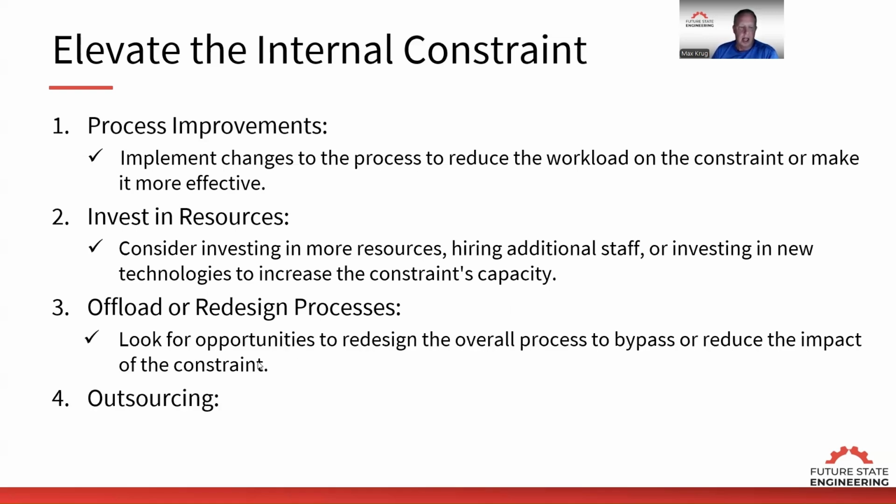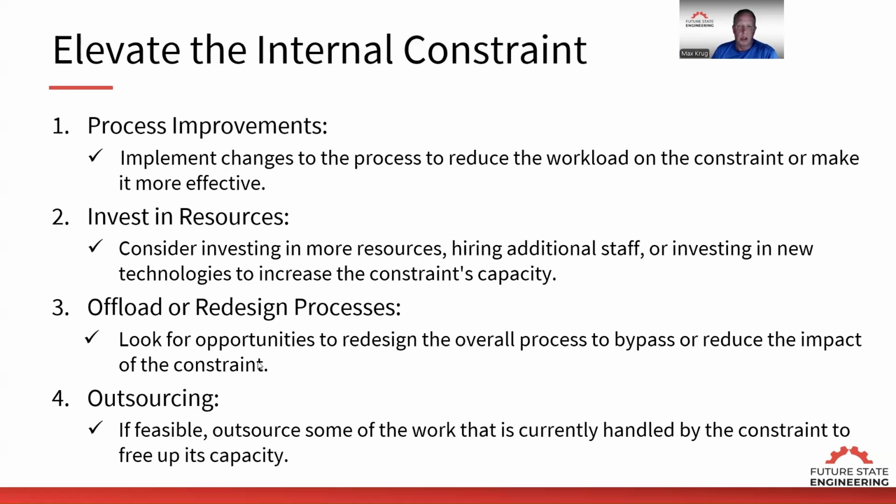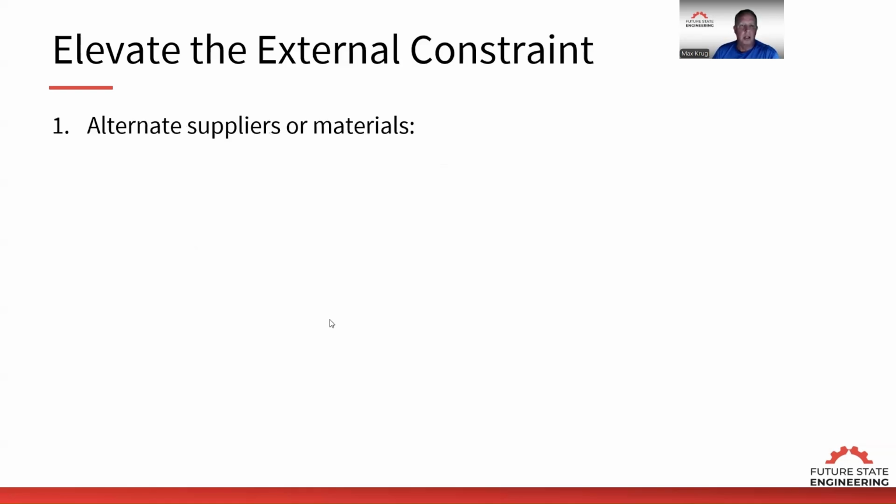And then last, outsourcing. Can we outsource that work to another business that'll help us increase our capacity in the short term before we can invest in resources and bring those new resources in-house? So those are the internal constraints. Now, if we look at the external constraints, if it's a supplier, can we look at alternative suppliers?